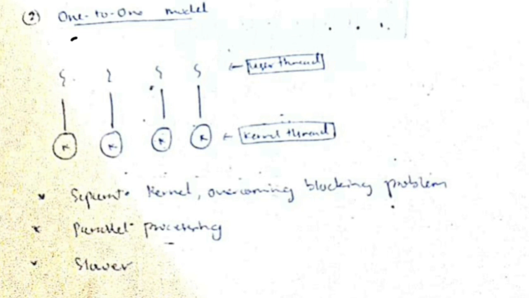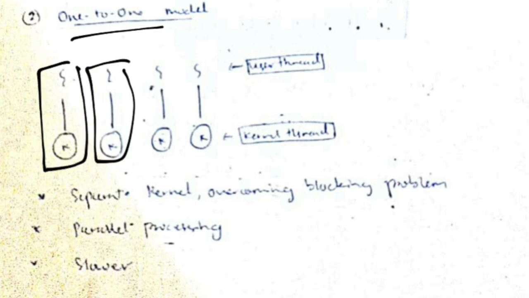The second one is the one-to-one model. In this model, there will be separate kernel and user threads, so they will be executed in parallel.